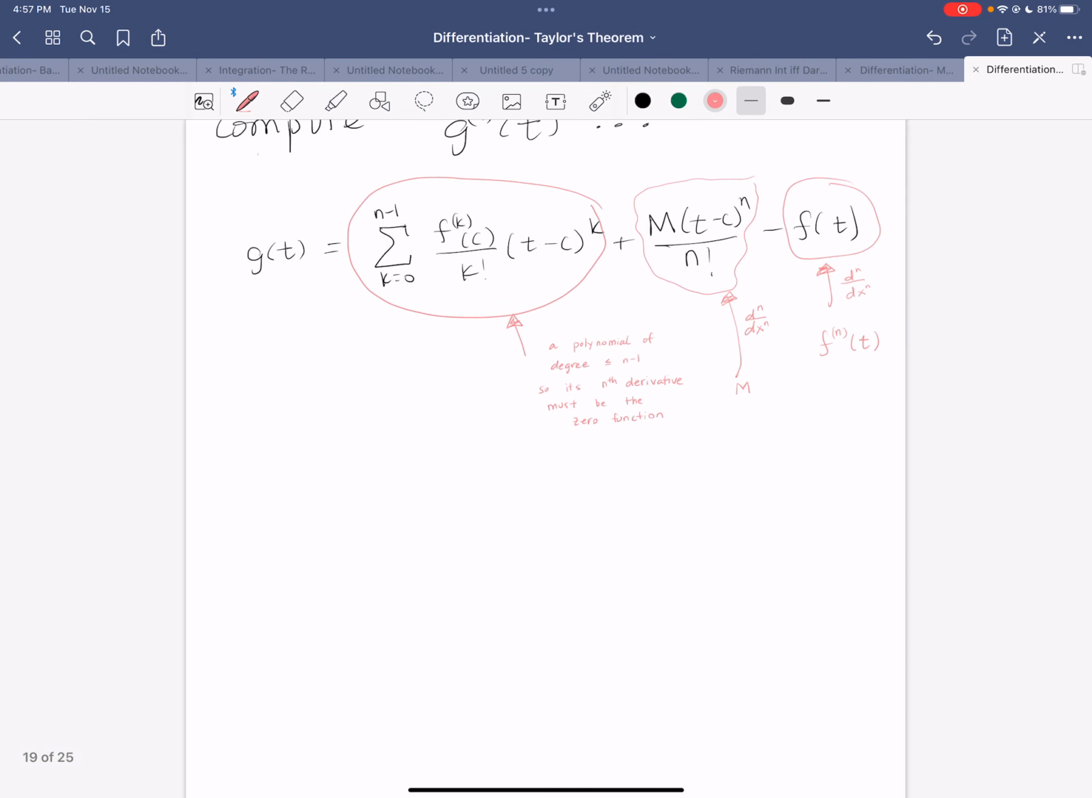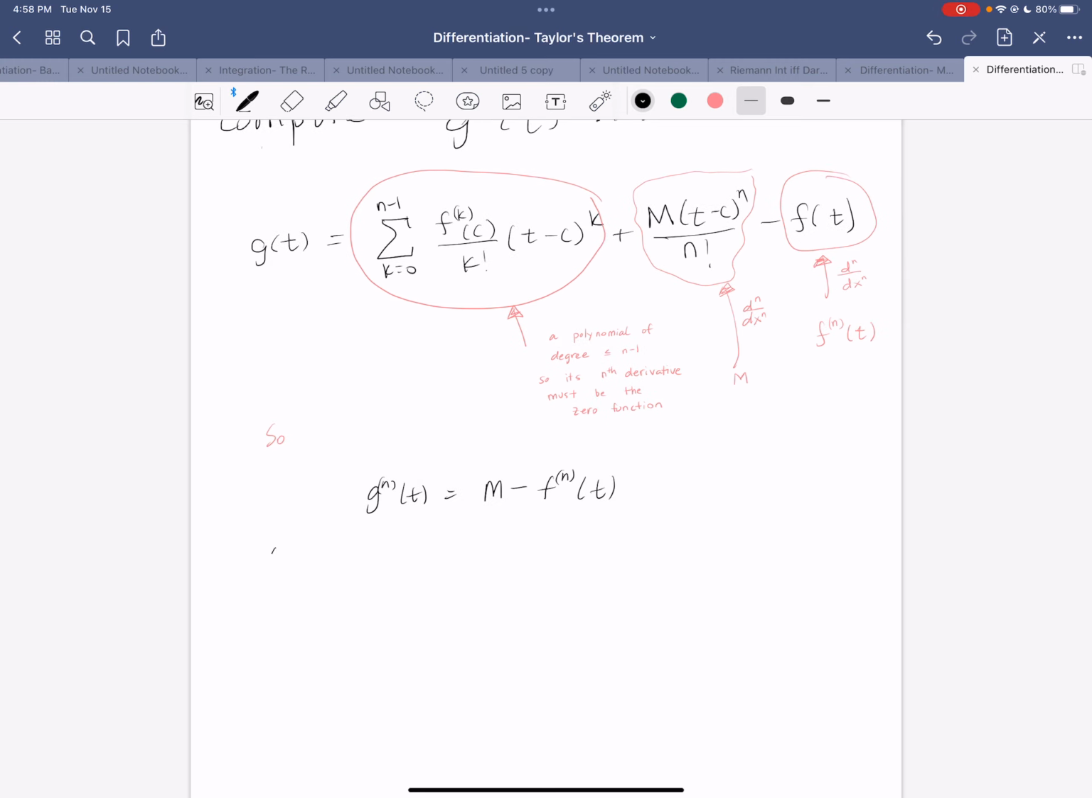Right? So my nth derivative of g at t is equal to m minus the nth derivative of f at t. So if I have a point where the nth derivative of g at that point is equal to 0, that means that the nth derivative of f at that point must be equal to m. And that, remember, was what we wanted to prove.